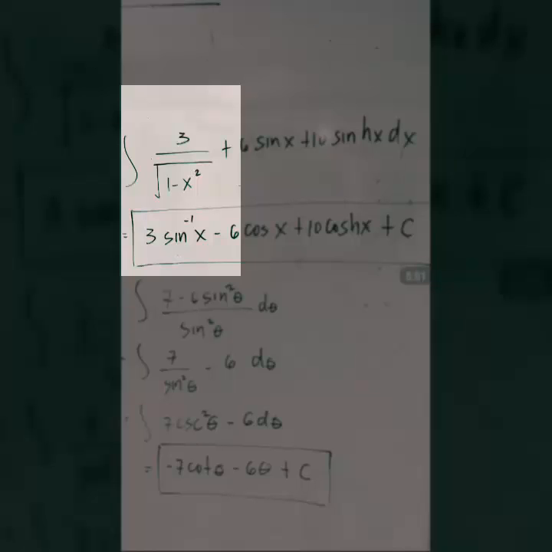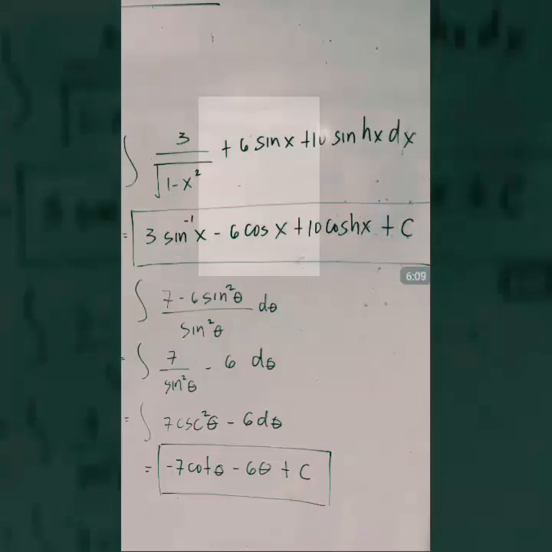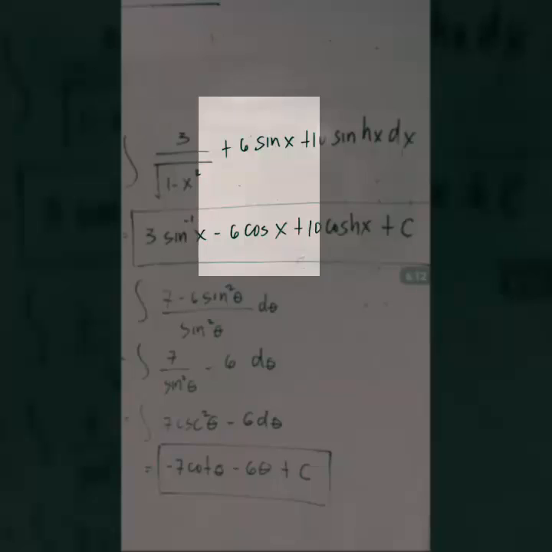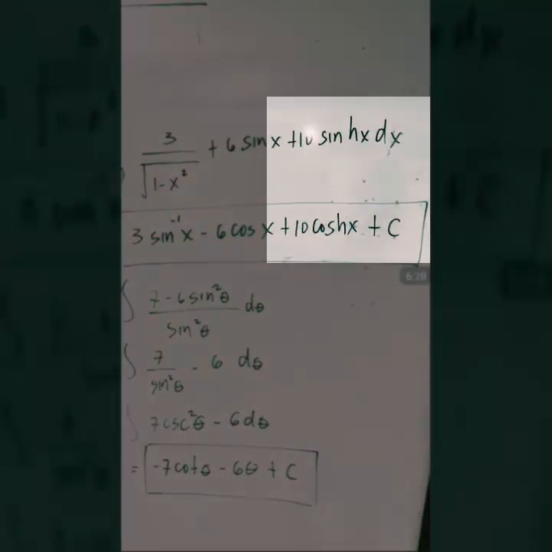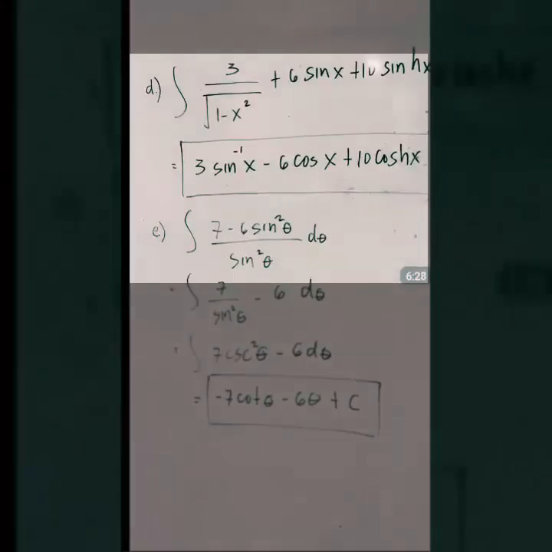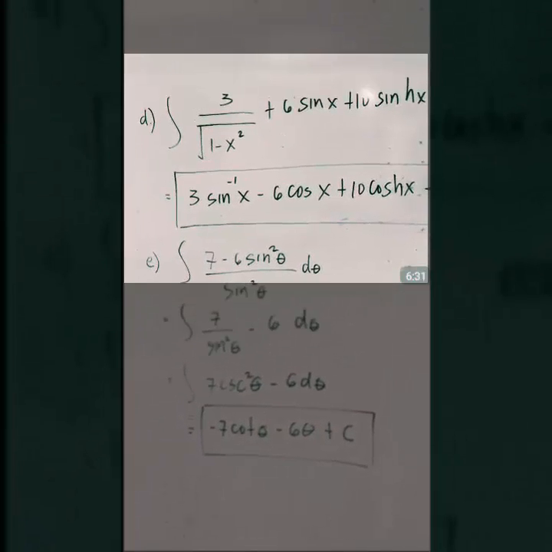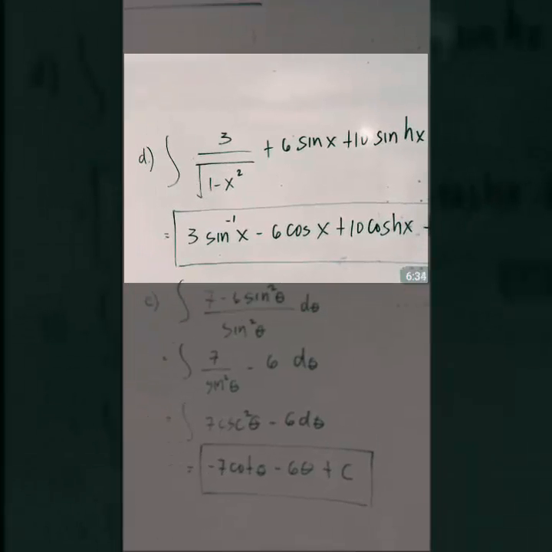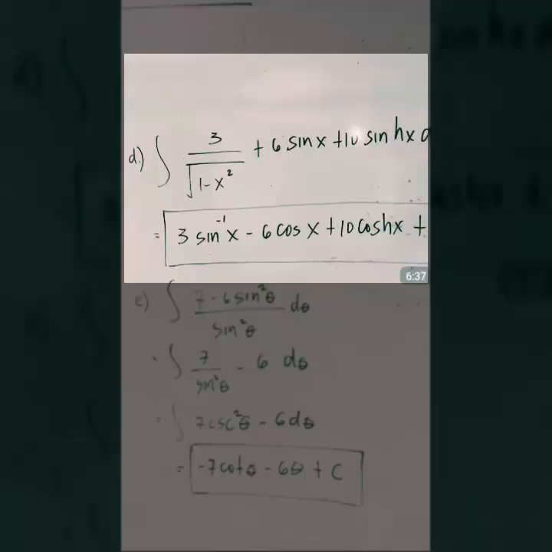kasi mas maganda kasing positive, para laging positive vibes, no? Kesa sa negative. So, gamitin natin yung positive. For the second term, the integral ng sine x, negative cosine, kaya negative 6 cosine x. Then, for the integral of the third term, 10 sinh x dx, equivalent to 10 cosh x plus c. Ayan, yung ating example letter D. Involve yung arc sine, o kaya naman arc cosine, saka yung hyperbolic function.